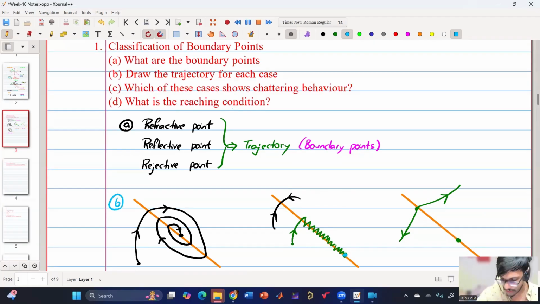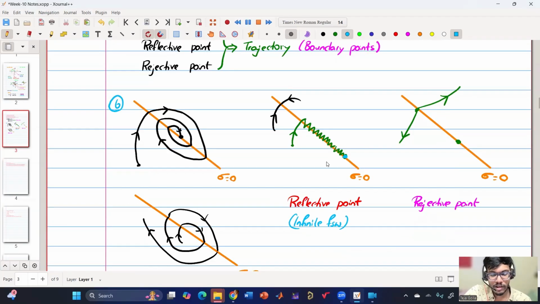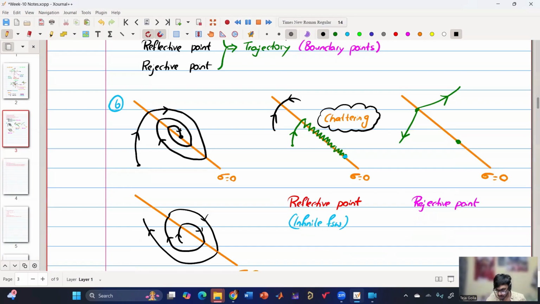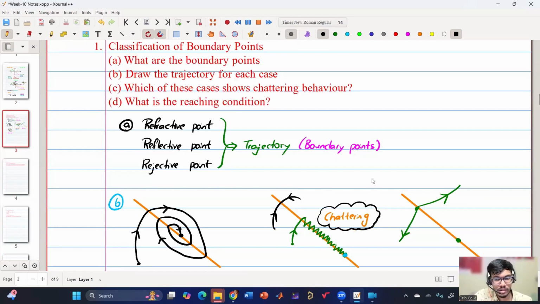Now this infinite switching frequency is also called chattering. So this kind of phenomenon is called chattering. The reflective region exhibits chattering behavior. So this is called chattering behavior. Is this clear?